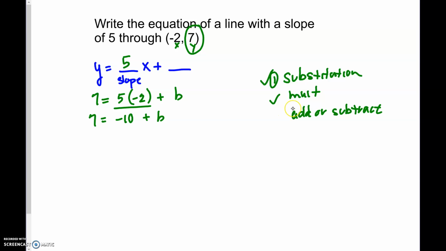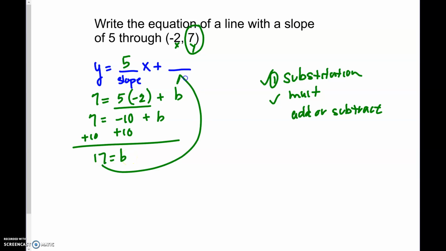Now we're either going to add or subtract. And remember, I always have to do the opposite. So this is a plus 10 on both sides. So we're going to get 17 equals b. So our y-intercept here is going to be 17, so make sure you go fill that in.